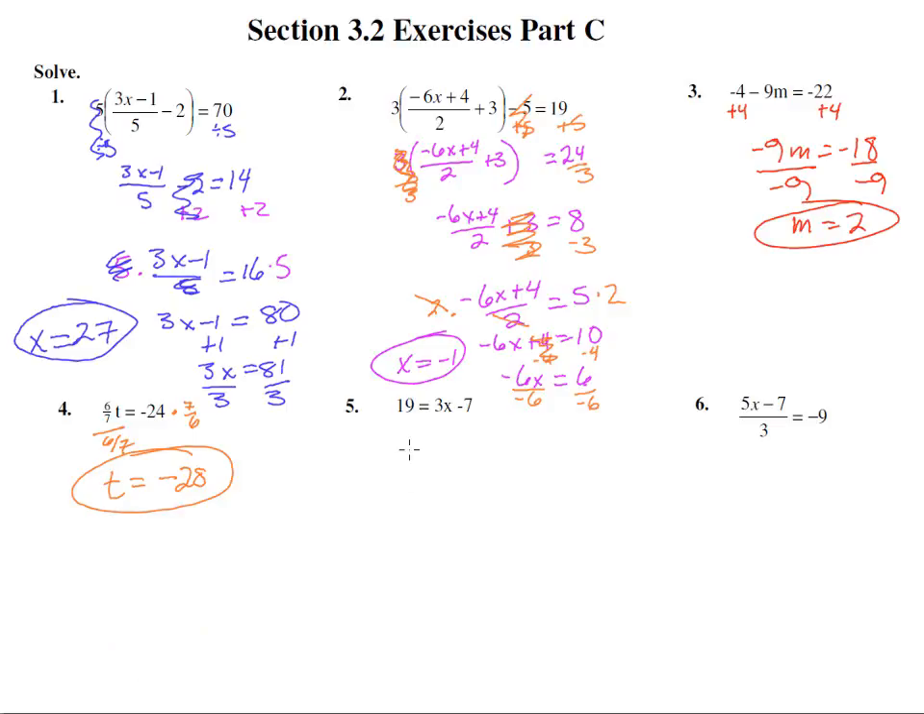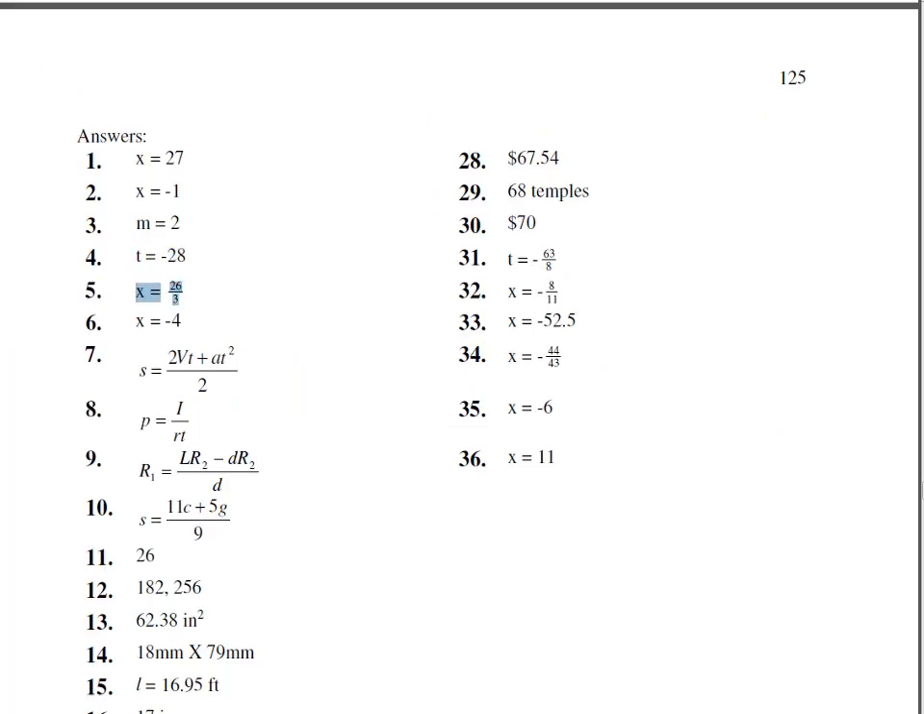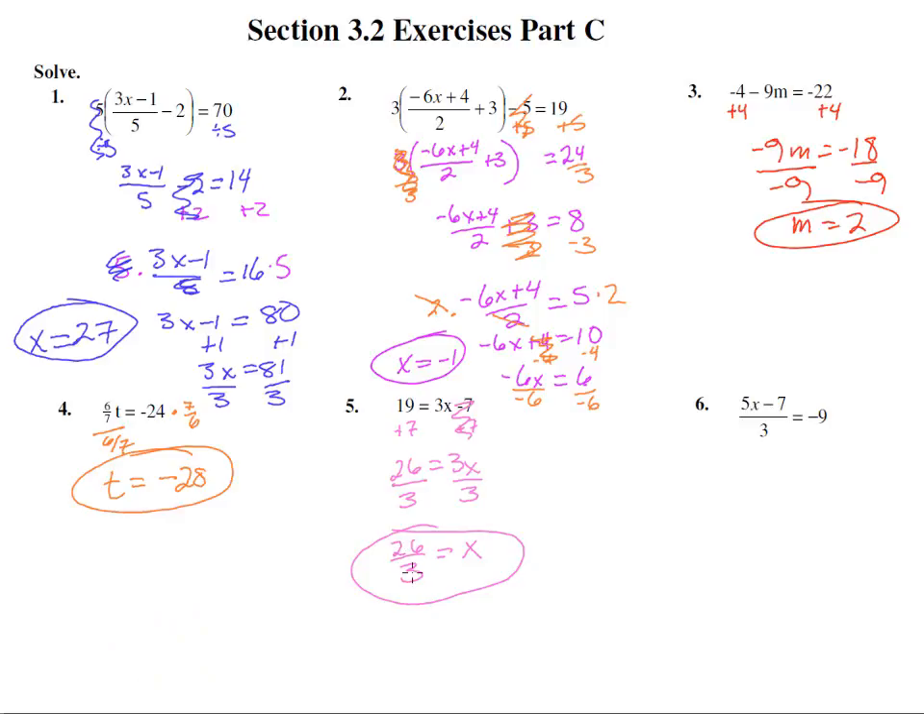Good. The next one, number 5, 19 equals 3x minus 7. So in this one, we've got to get the x by itself, so we have to get rid of the 3 and the 7. Let's add 7 to both sides. So we get 26 equals 3x. Divide by 3, divide by 3, and we get x equals 26 thirds. There we go. Let's double check that answer. X equals 26 thirds. You could have stuck that into your calculator and had, looks like 8.667. That would have been fine.